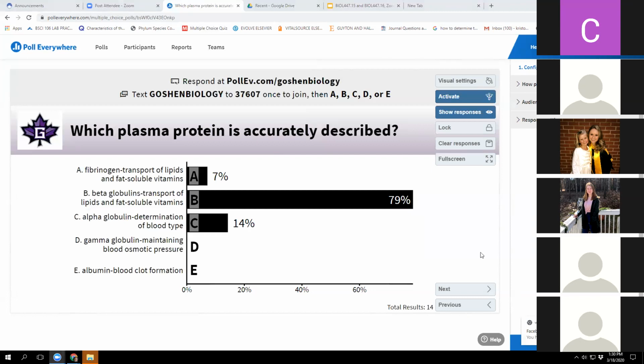Yeah, the answer is B for this. The other ones don't work. Beta globulins, fibrinogens are involved in clotting in A. Alpha globulins are also involved in transport. Gamma globulins are also known as antibodies. And albumins are involved in the hypertonicity of the blood for osmotic pressure.